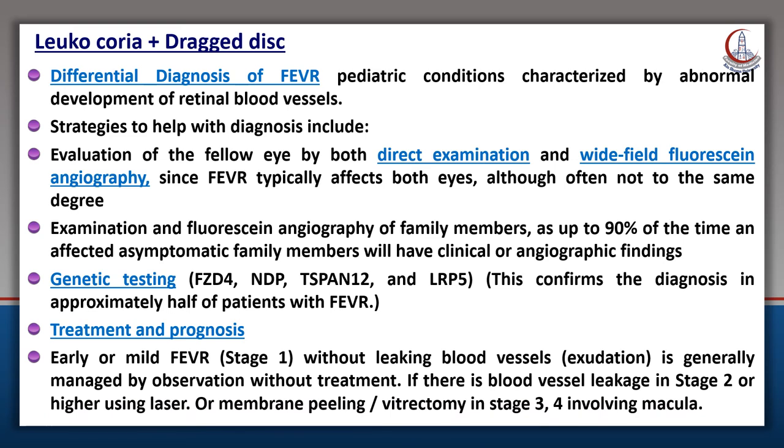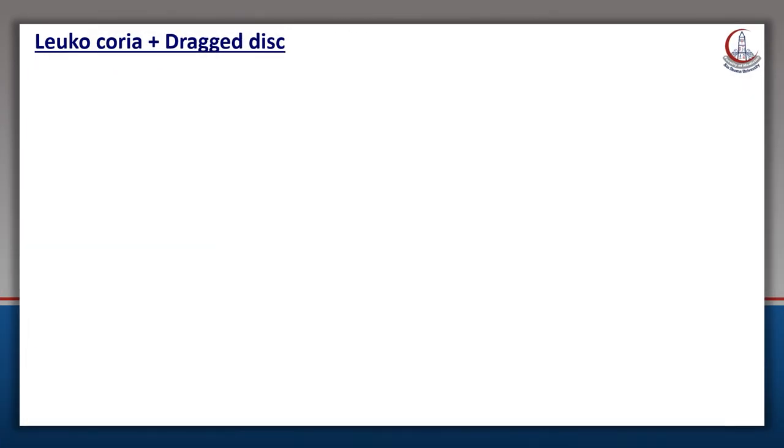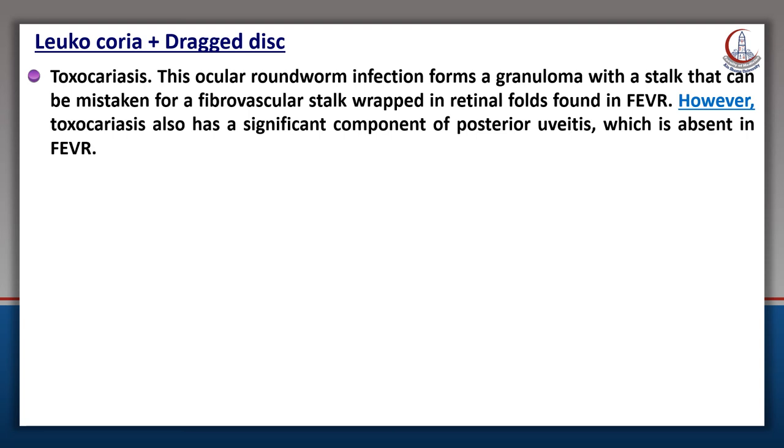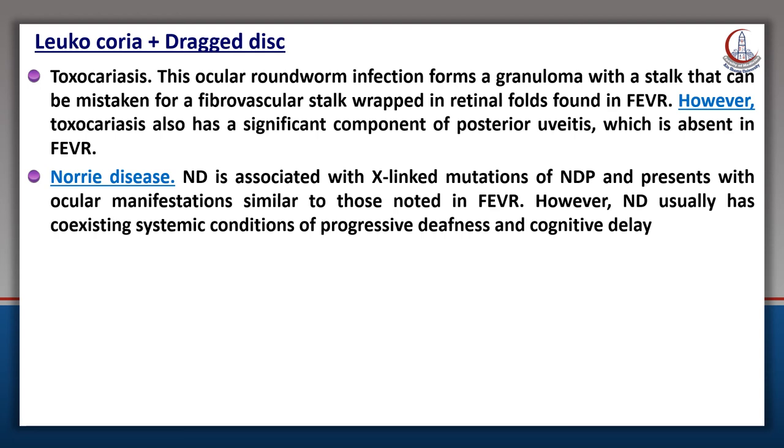In early stages, familial exudative retinopathy is generally followed up and observed. And if the blood vessels at a follow-up session show that they are leaking, then we can perform laser for the non-perfused areas, and uncommonly we might need to relieve traction. Also, a differentiation between familial exudative retinopathy and Toxocara is that Toxocara might have a significant component of posterior uveitis.